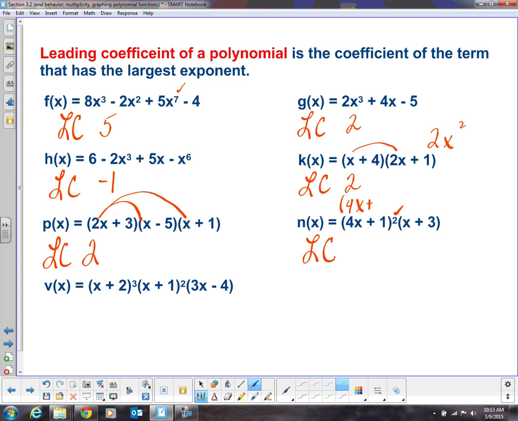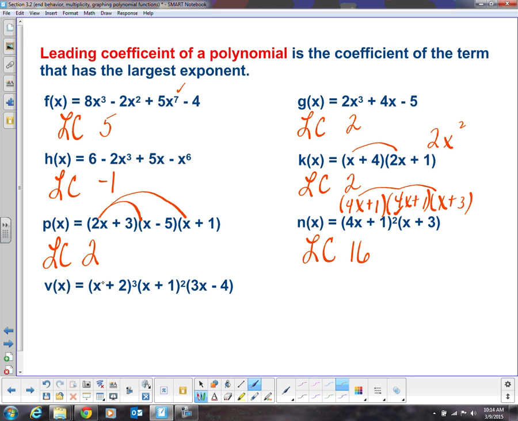It's going to be 4x plus 1 times 4x plus 1 times x plus 3. So multiply all your x's: 4x times 4x is x squared, times x, x cubed, so 16. This is being squared, so I wrote it out. To get your degree and your leading coefficient, you multiply all your x's. So you get 16x squared times x is 16x cubed. The degree is 3, the leading coefficient is 16.